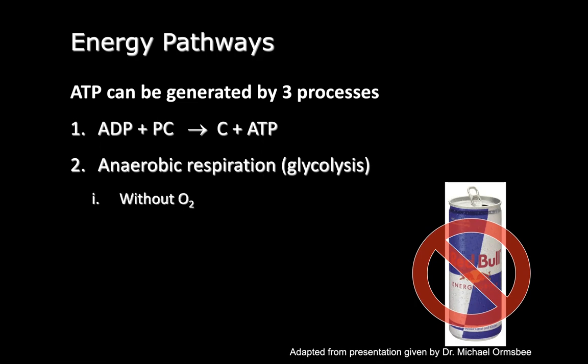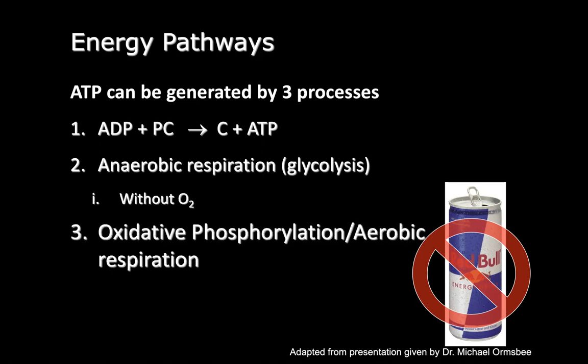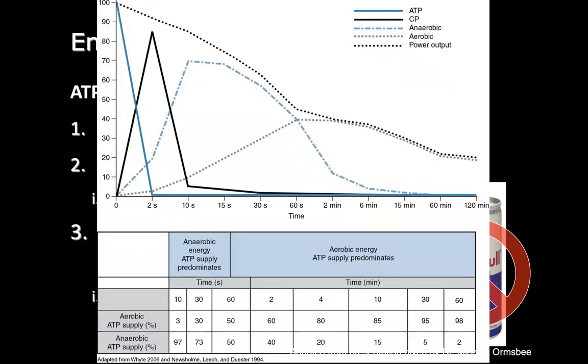And then the third process where we create ATP is what we call aerobic respiration or oxidative phosphorylation. And basically what this means is you utilize oxygen to create the adenosine triphosphate through the fuels that you ingest. Now, these 3 pathways are important because this is how the body creates the energy necessary from the fuels that we input. And it's all based on intensity versus duration.